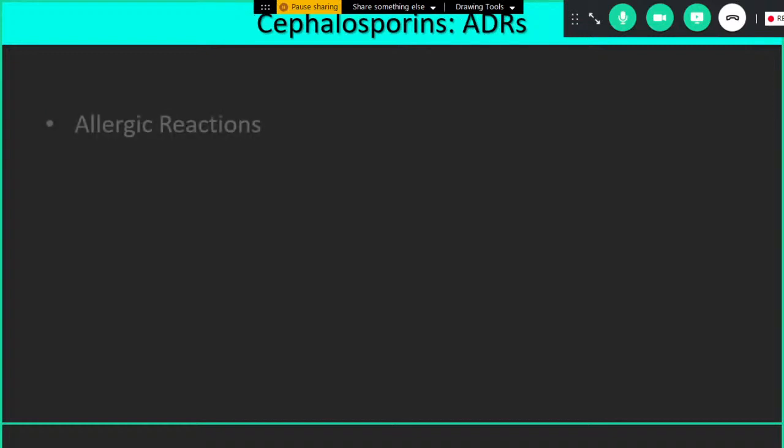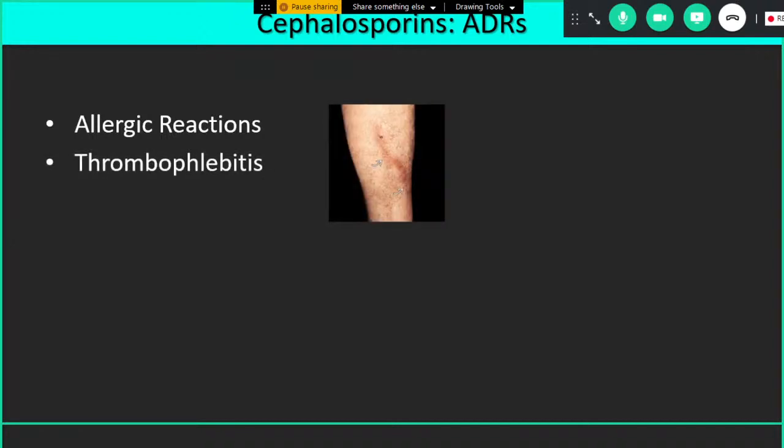So if we talk about the adverse drug reactions, as with the penicillins, there is a chance of allergic reaction, although it is much lesser than with the cephalosporins. So we have to be careful when administering this to our patient. There is also a chance of thrombophlebitis. It is much rarer, but it has some chance of thrombophlebitis.